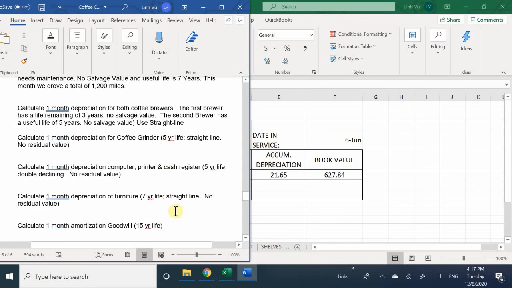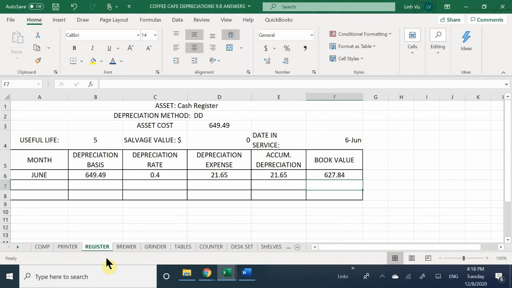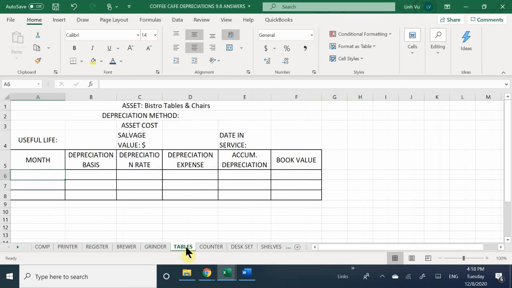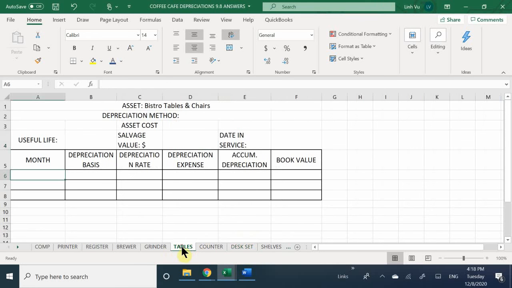Calculate 1 month depreciation of furniture. 7-year life, straight line, no residual value. So 7 years, straight line, no residual value on all things that are furniture. What are all the things under furniture? Tables, counters, desk sets, and shelves. Good. So we're going to do one at a time. Let's do the tables first.